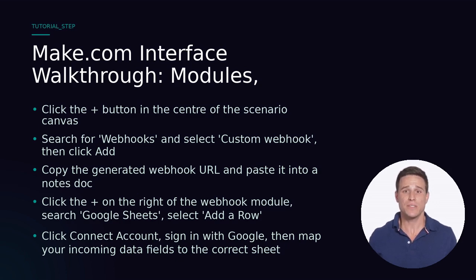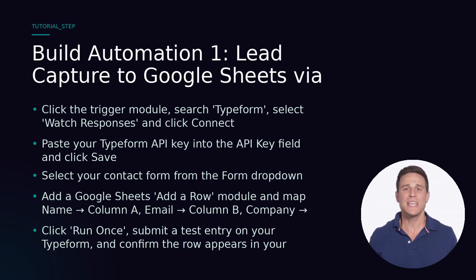Now click the plus that appears on the right of the webhook module. Search Google Sheets and pick Add a Row. Click Connect, sign into your Google account, grant permissions. Here's the bit people mess up. You've got to map your data fields manually. Click inside the Values row fields and you'll see a data panel appear on the left showing everything your webhook received. Drag those fields across. Dead easy once you see it.